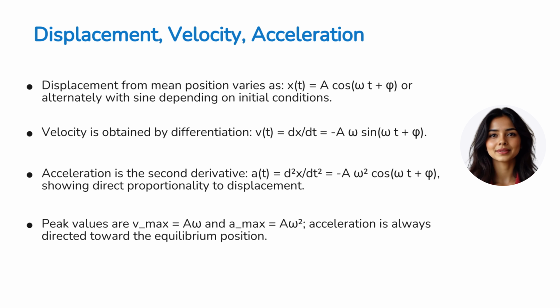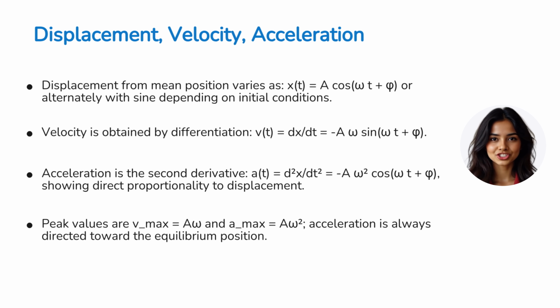The maximum or peak values for velocity and acceleration are v max equals A times omega and a max equals A times omega squared, respectively. They tell us how fast the object moves at its fastest and how sharply it turns around at the extremes of its path. Importantly, acceleration always points towards the equilibrium position, pulling the object back, which is why the motion continues smoothly without flying off in some random direction.